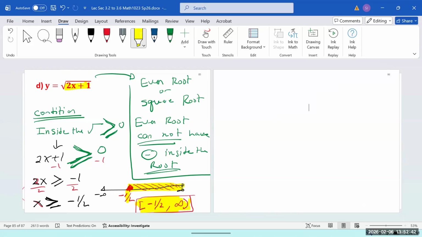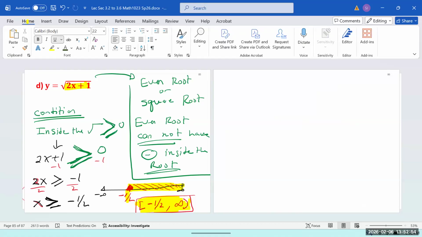So with this, we are done with 3.6. Make sure you do all the sections in chapter 3, their homework and their quizzes. And now we are going to do 4.123.